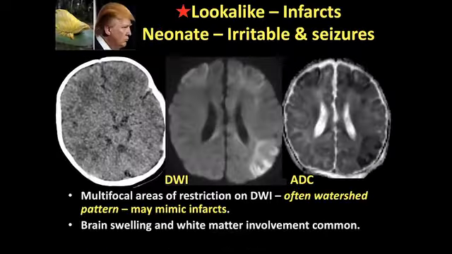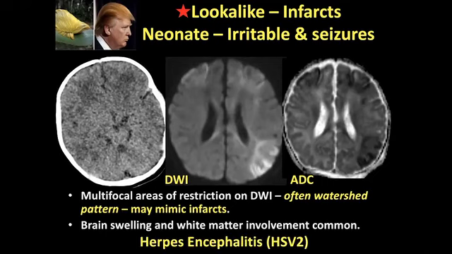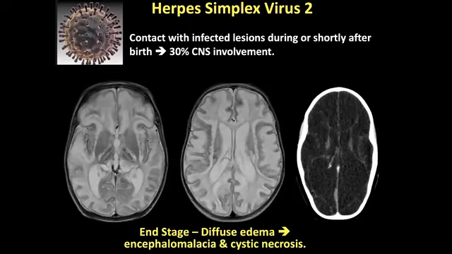An important lookalike in a neonate who presents with multifocal areas of low density that look like infarcts, and may have similar areas of restriction on DWI, is to consider this condition. There's often brain swelling and white matter involvement, and it's important to pick this up. It's herpes encephalitis, remembering that this is herpes simplex virus 2, not 1, and this is due to contact with infected lesions, usually in the mother's genital tract or birth canal, shortly after birth.